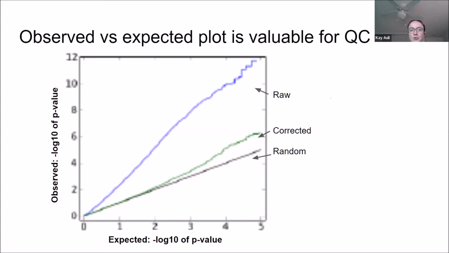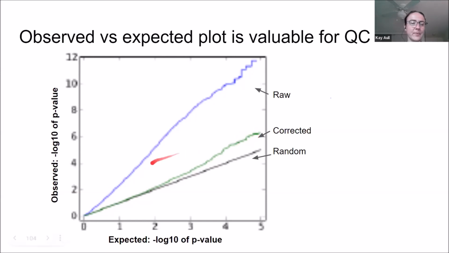In a good clean GWAS, you would expect most of your observations to be chugging along at the expected line, but only when you have things that are actually relevant, that are actually causal or associated, then you start getting association p-values that are above the randomness line. So these are stronger than you would expect if it was just noise.